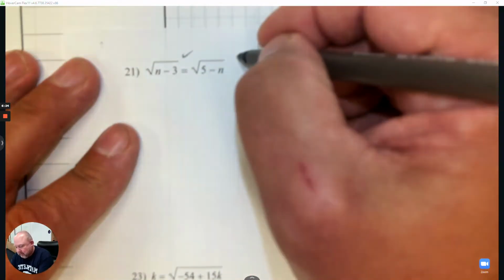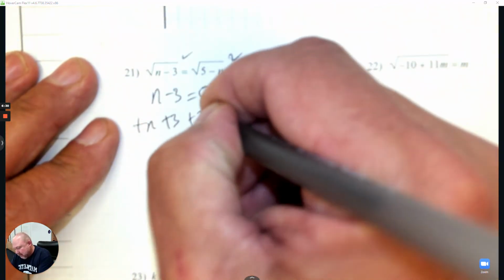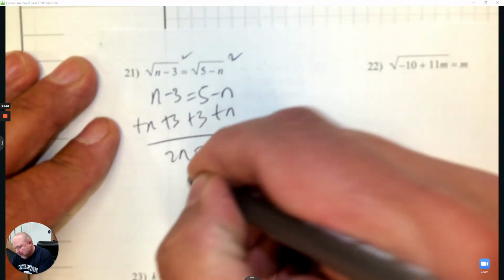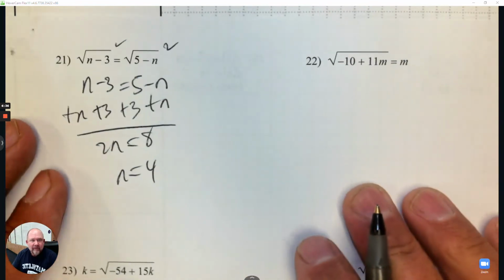Again, I'm going to square both sides, so it's just n subtract 3 equals 5 minus n. Add n, add 3. So 2n is equal to 8. Divide, and you get the answer 4. 4 works on both sides.